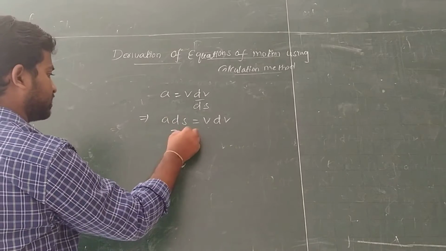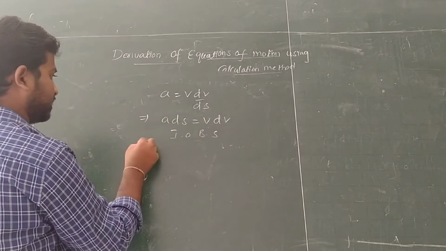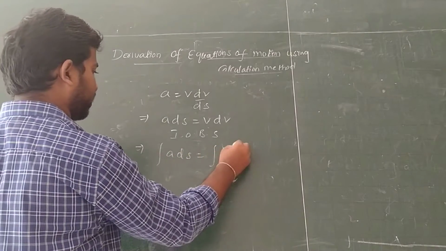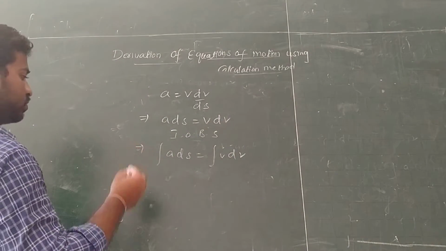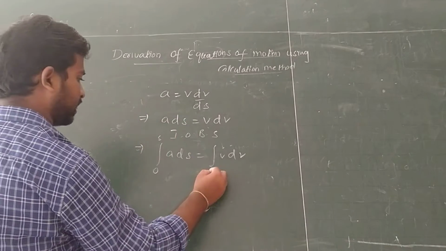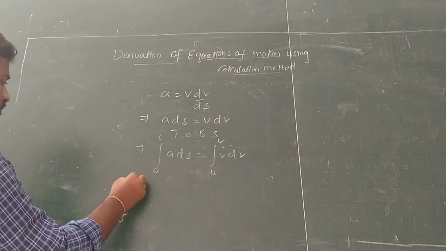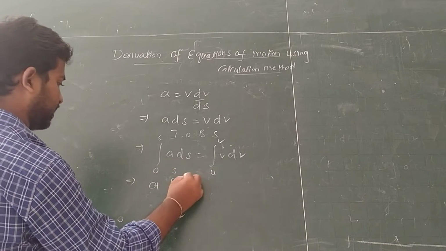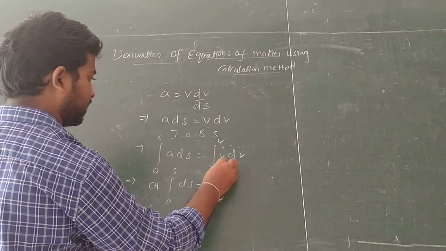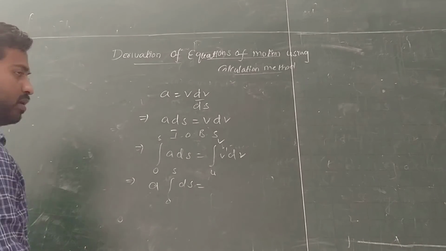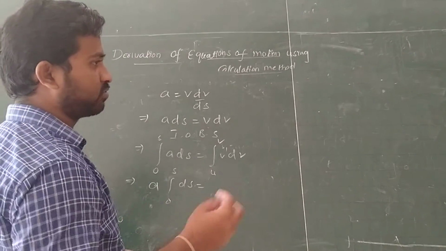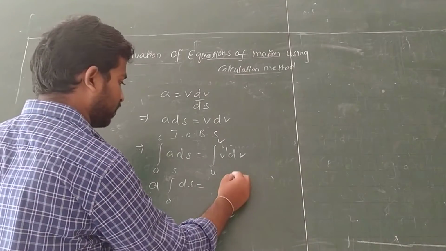Now we can integrate on both sides. Then it is the integration of a ds and the integration of v dv. We choose limits 0 to s and u to v. Here a is constant, so I write a outside. Then 0 to s ds, then v power 1, like x power n dx. The integration of x power n dx is x power n plus 1 by n plus 1. That is v power 1 plus 1 by 1 plus 1.